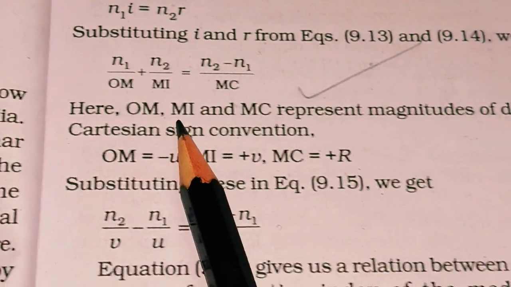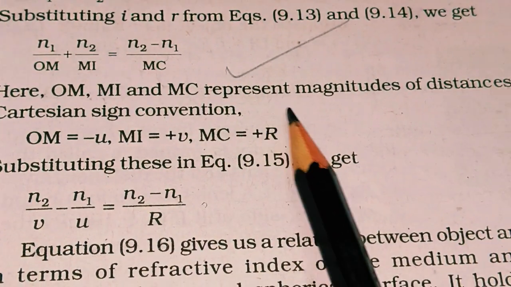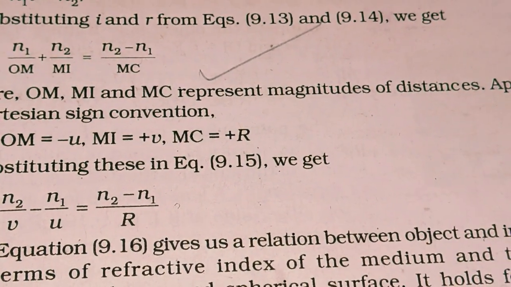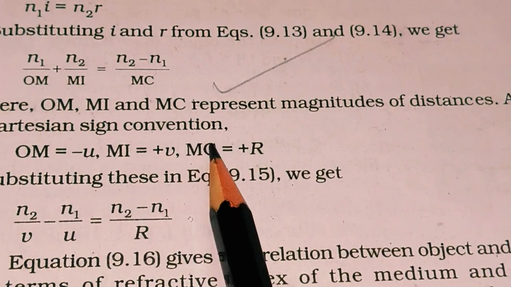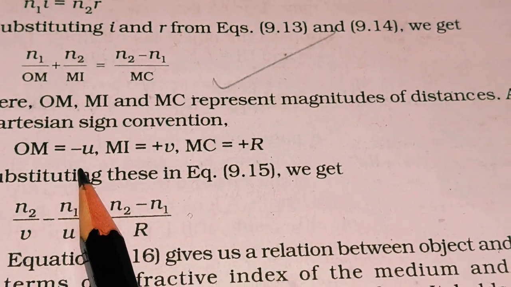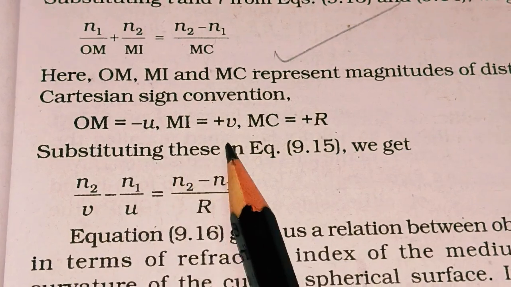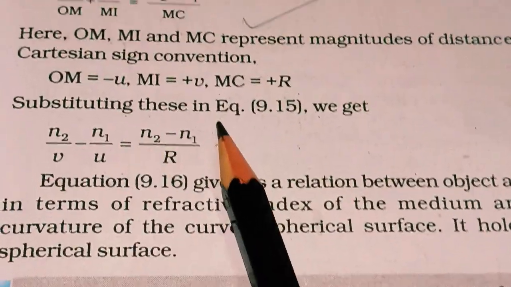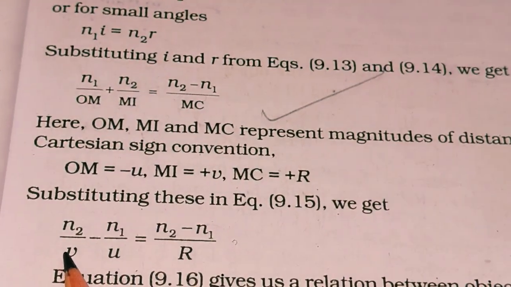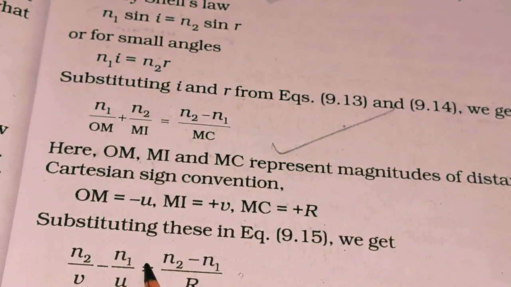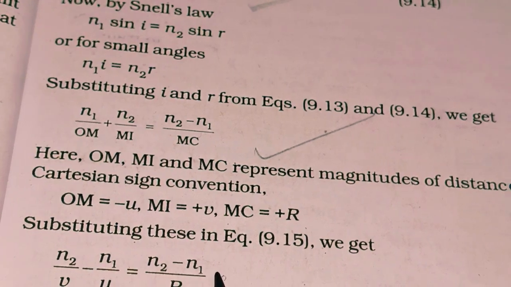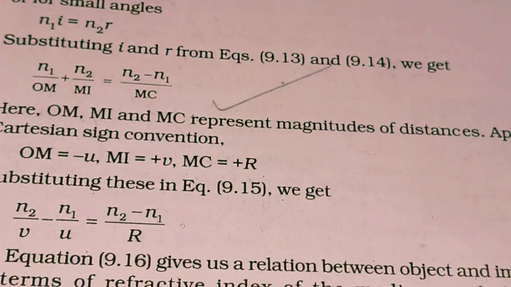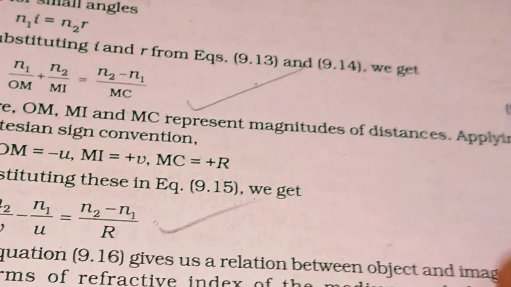Here OM, MI and MC represent magnitudes of the distances. Applying the Cartesian sign convention, OM is equal to minus u, MI is equal to plus v, MC is equal to plus R. Substituting these in the equation, n2 upon v minus n1 upon u is equal to n2 minus n1 upon R.